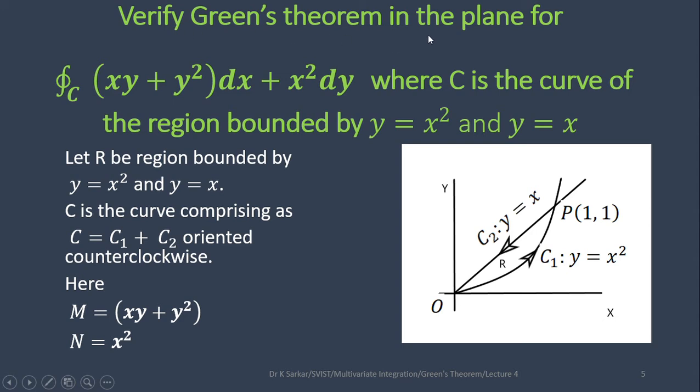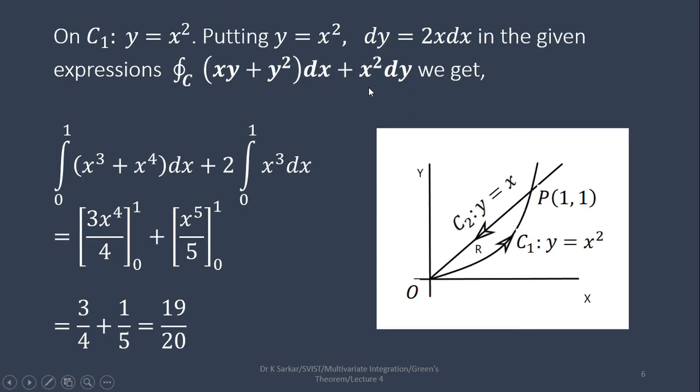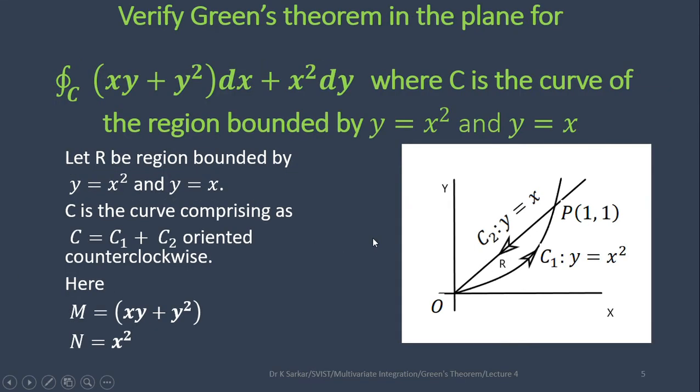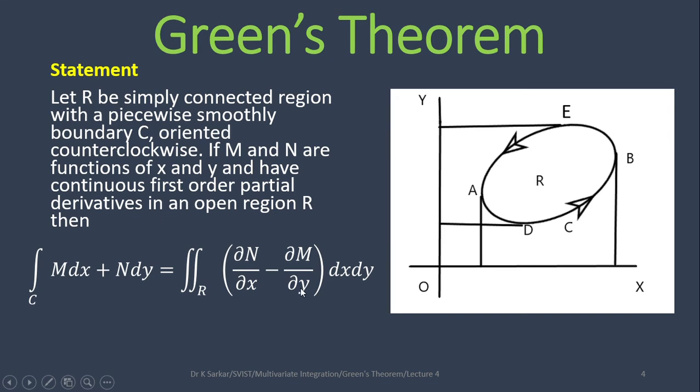Verify Green's theorem in the plane for the line integral of (xy plus y square) dx plus x square dy, where C is the curve of the region bounded by y equals x square and y equals x. If you look at the question, you observe that the left part has been given here. So we have to find both the left hand side and the right hand side, and we have to show that they are equal.